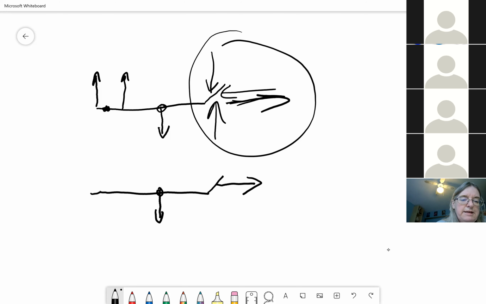Still got gravity here, and hard to say whether it's going to be biceps or triceps. Let's just put a muscle going there. And then you have joint reaction forces here.